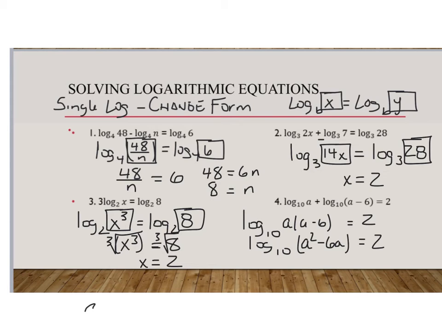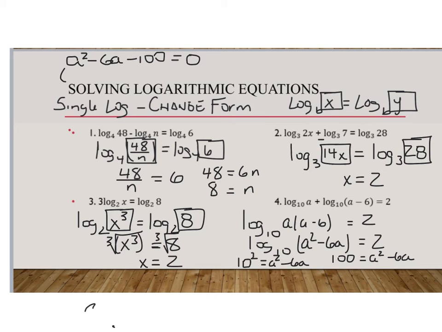So now I have a single log, so changing the form, I have 10 squared is equal to a squared minus 6a. So then I'd have 100 equals a squared minus 6a, which is a quadratic. So I'm going to get this to equal 0. I'm going to move up to the top. I'm going to subtract 100, so I'd have a squared minus 6a minus 100.